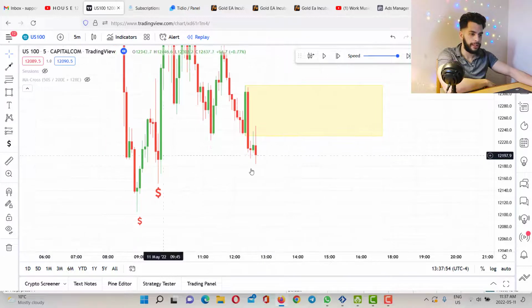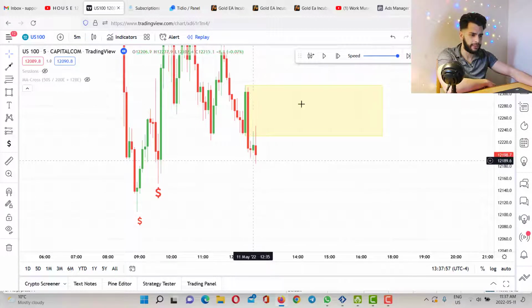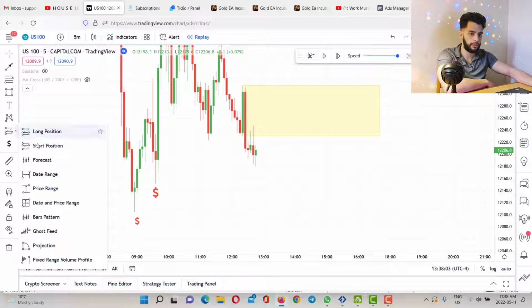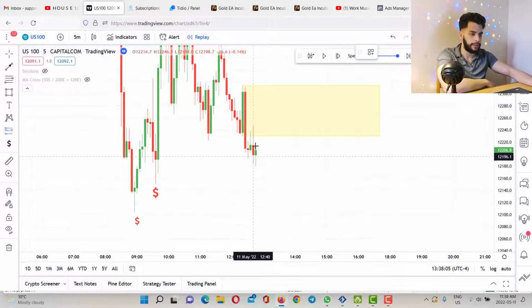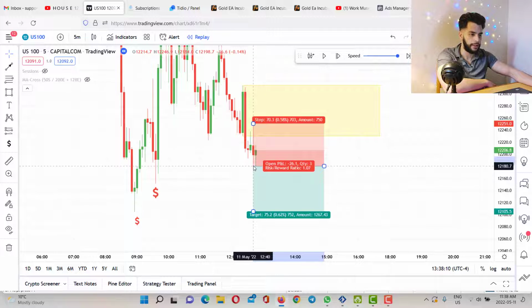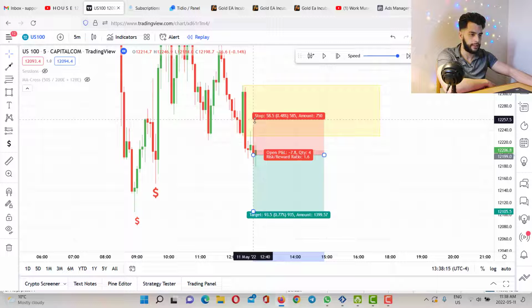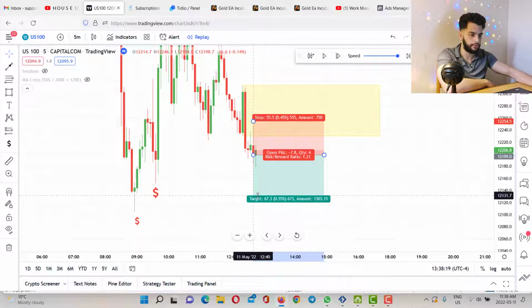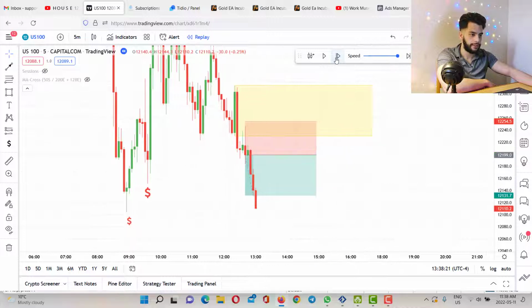So what I did was I didn't jump into the trade. I had my stop loss, I think I had my sell stop here, but I didn't enter right after this candle because I wanted to see where my candle is closing. It was right here. So this is when I entered. My stop loss was here, and my TP was right here. And this is exactly what happened.